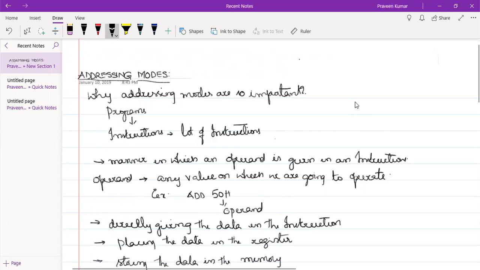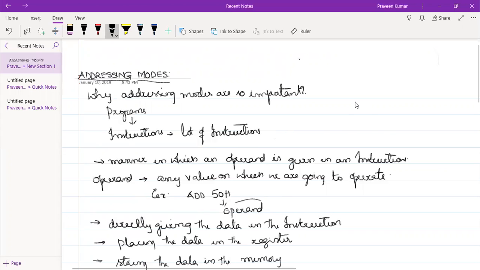In the programs, we write a lot of instructions, there are many instructions. Addressing modes, if we define them, are the manner in which an operand is given in an instruction. What is meant by an operand? An operand is any value on which we are going to operate. For example, I say ADD 50H, where 50H is an operand.